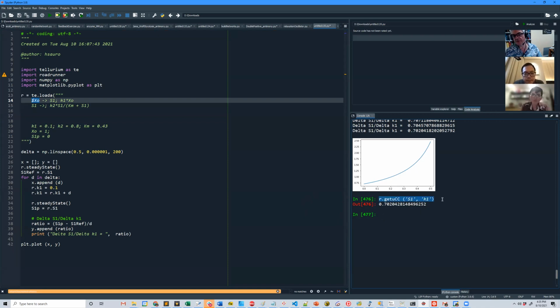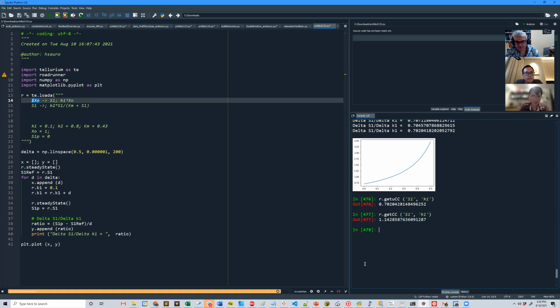So this is the one that we have, getUCC. CC stands for control coefficient and U stands for unscaled. There's actually a scaled version too, and the scaled version is ds1 dk1, right? It's the derivative, but now we scale it to get rid of the units because this has units, of course. So we multiply by k1 and divide by s1. And that gets rid of the units. And I get that from getCC. So that's the scaled one.